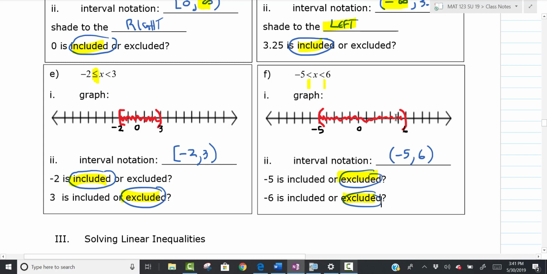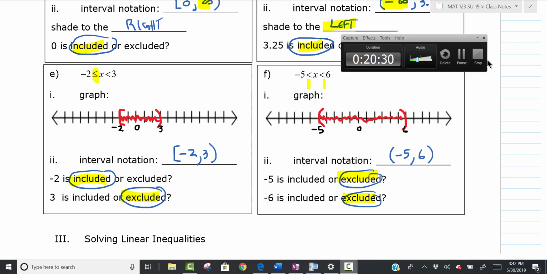All right, so that'll wrap that up, and you want to get that down because the next topic, well, you'll be required to know how to do this interval notation. All right, best of luck.